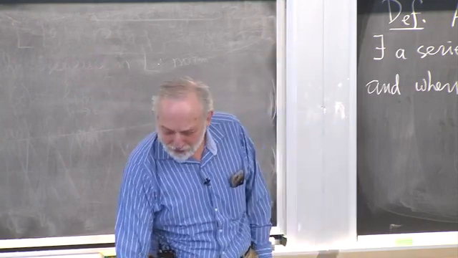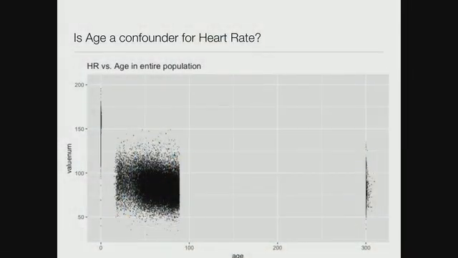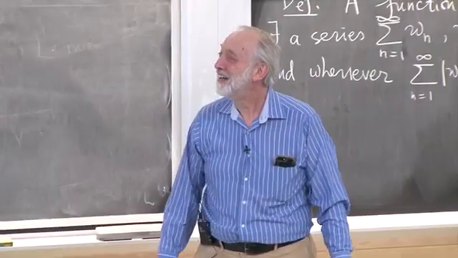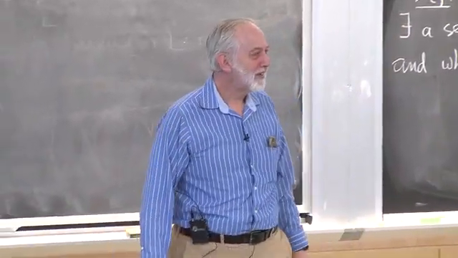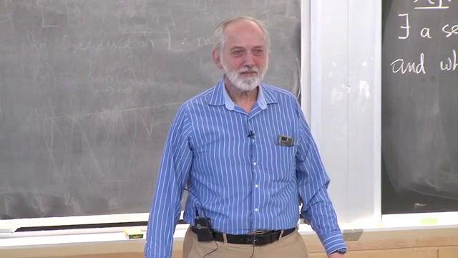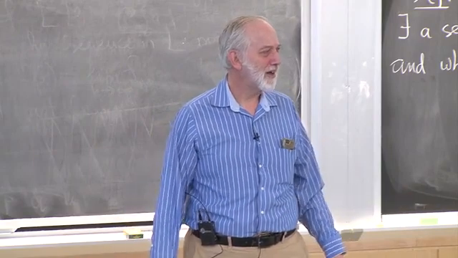All right, and in fact, if you look at age versus heart rate of the entire population, you see two very peculiar things. So here are the adults that we've been talking about, and here are the babies, and sure enough, they have higher heart rates. And then here are these 300-year-old people. You go, wow, I don't think I'm going to have a heart rate when I'm 300 years old. So who are those people? Anybody have a clue?